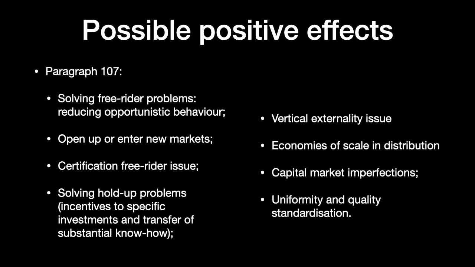On the other hand, the Commission recognizes that vertical restraints may pursue a number of possible positive effects. These include solving free rider problems and reducing opportunistic behavior. Vertical restraints may be useful to open up or enter new markets. And again, Société Technique Minière is a case where the ECJ back in 1966 highlighted the importance of vertical restraints in order to promote entry to new markets. Something called a certification free rider issue is another possible positive effect.